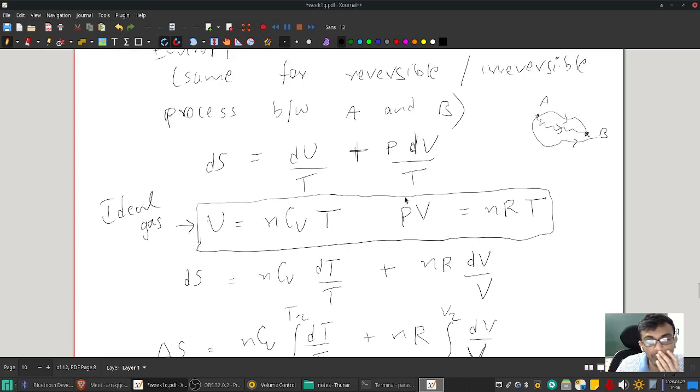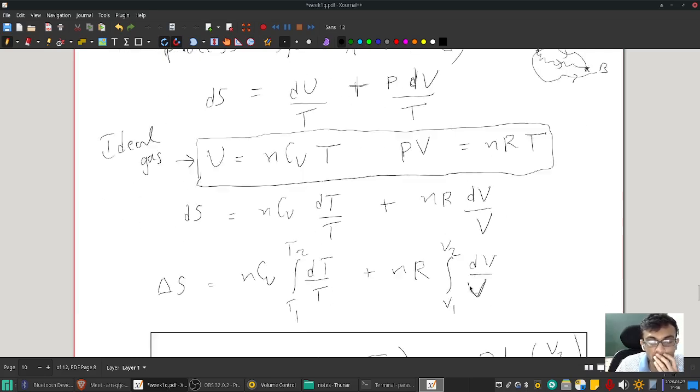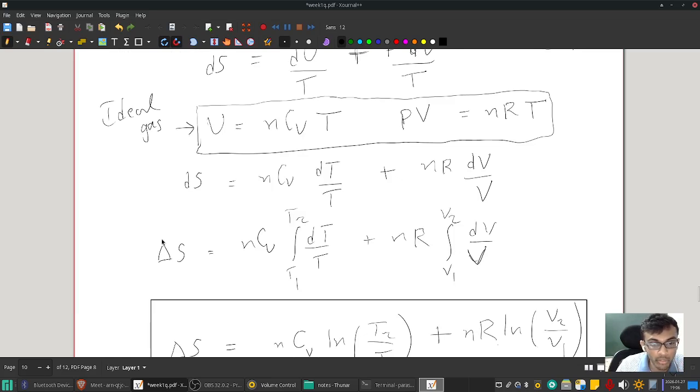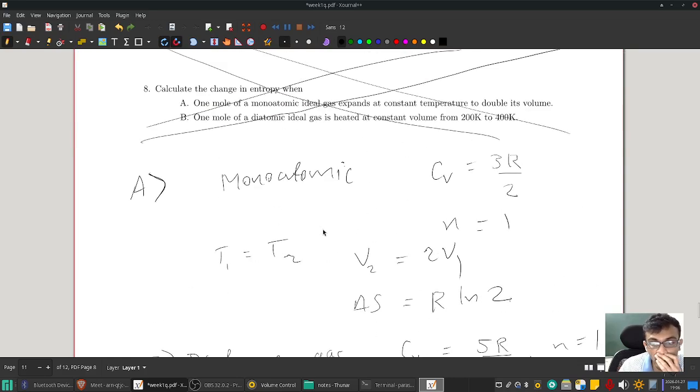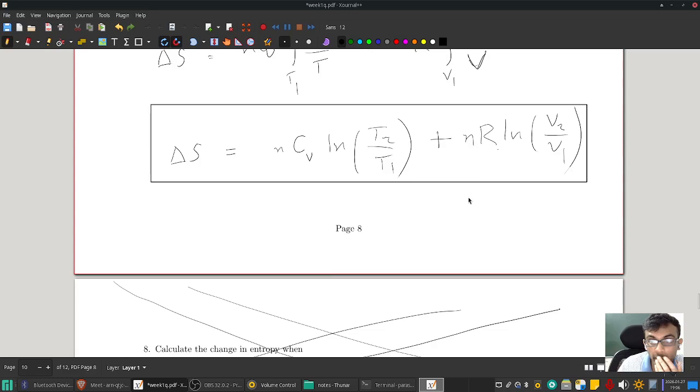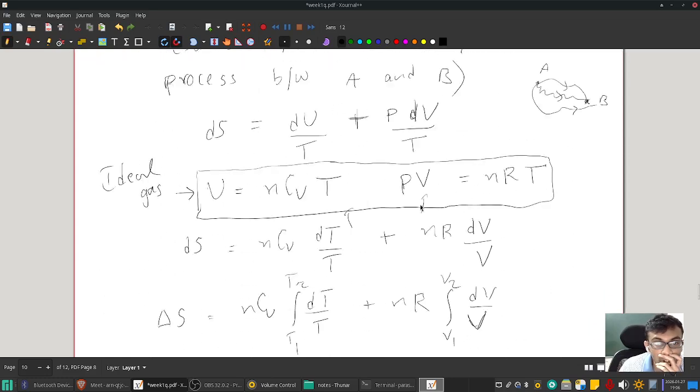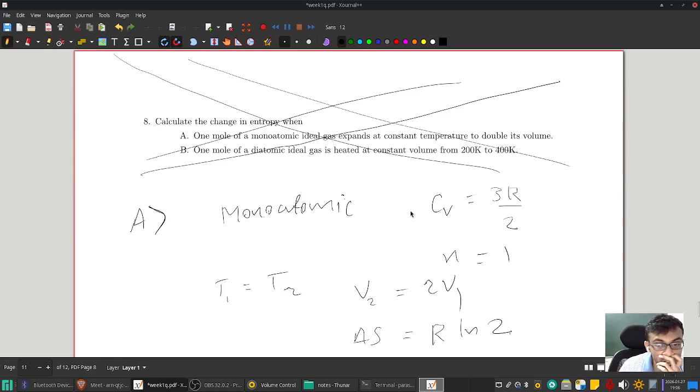The main simplification comes from, of course, the fact that this is an ideal gas, and we can make use of these two relations, this and this. Once we have these, we can then use them in the first law to get an expression for the change in entropy. Similarly, this expression can be used to calculate the change in entropy between any two states.